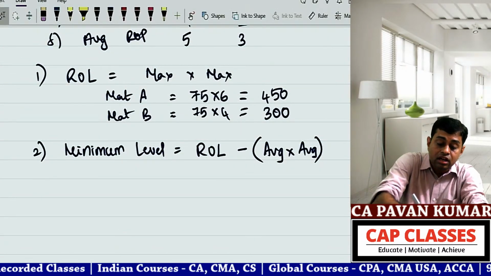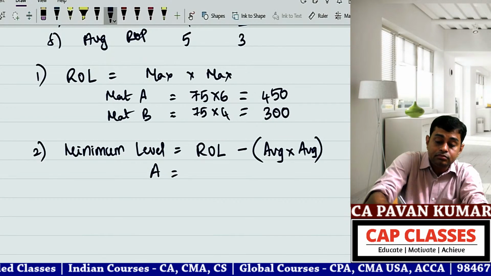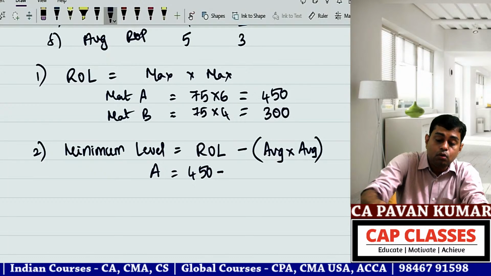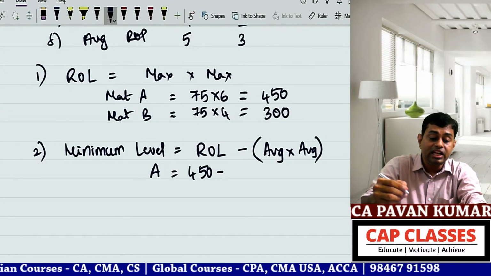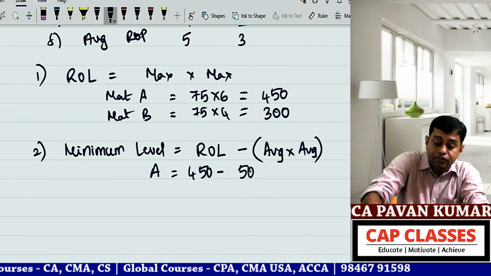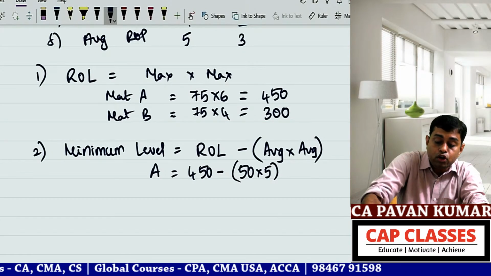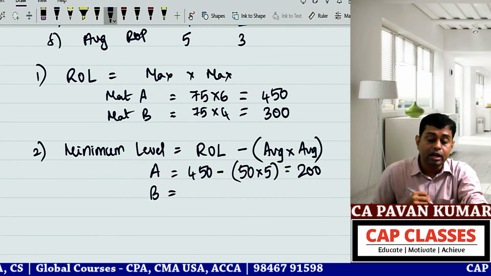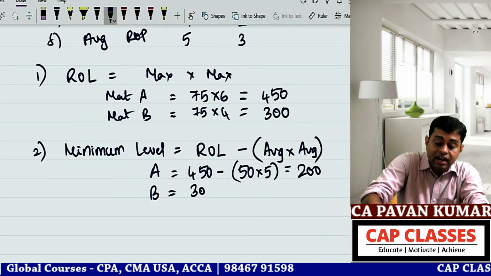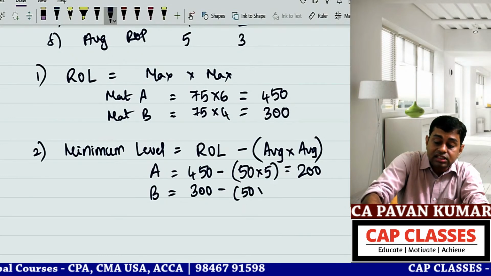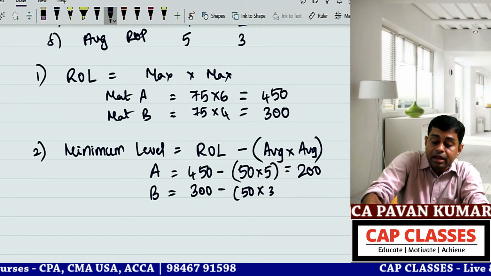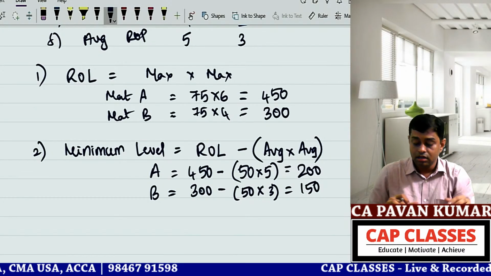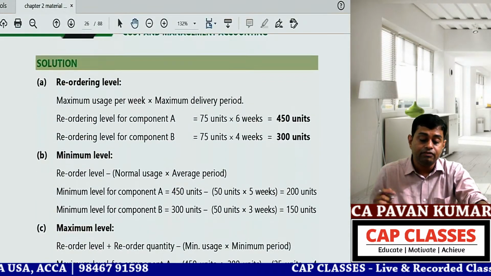What is reorder level? Just now we calculated for A, 450 minus average into average. So what is average consumption? 50. Average reorder period 5. So 50 into 5, 250. 450 minus 250 is 200. Similarly, do it for material B. Reorder level is 300 minus average consumption is 50. Average lead time is 3. That is equal to 300 minus 150. Can I say 150? This is the answer. 200 and 150.